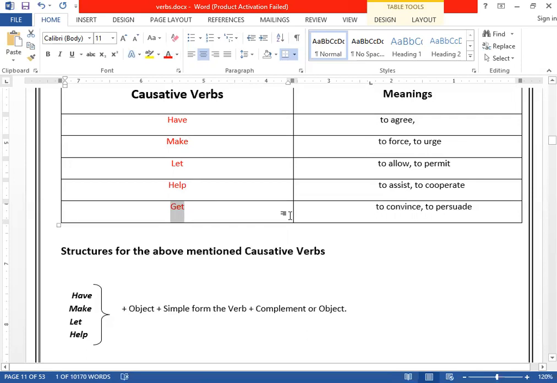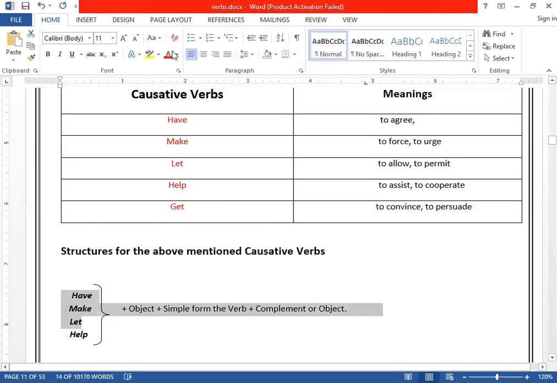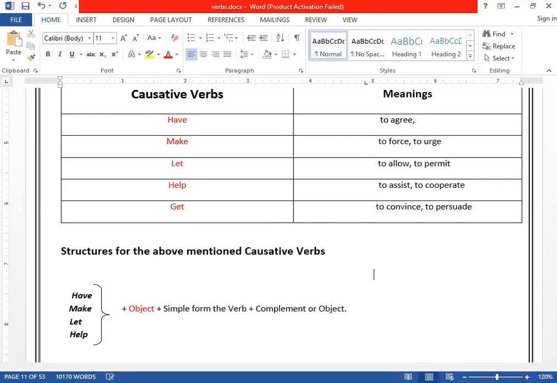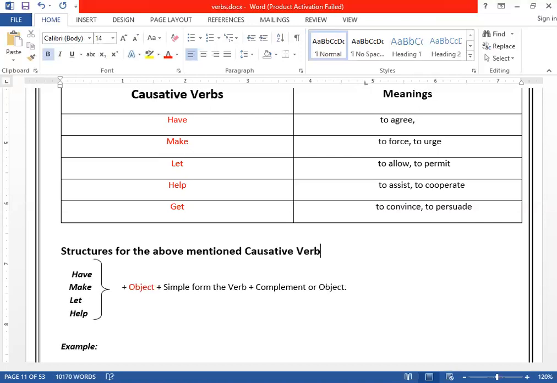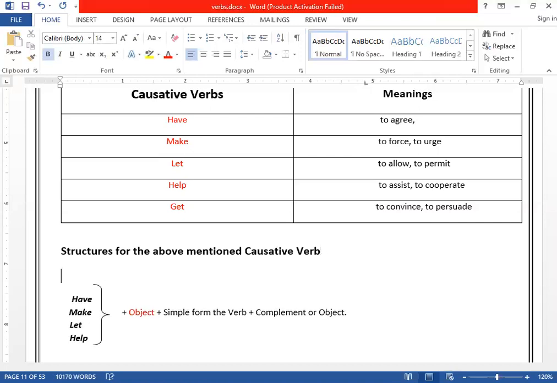These are causative verbs. After the causative verb comes the object, and before the verb comes the subject, so we have a causative verb. Clear? In this way, look. First of all, suppose I will use the subject. After the subject, the causative verb.